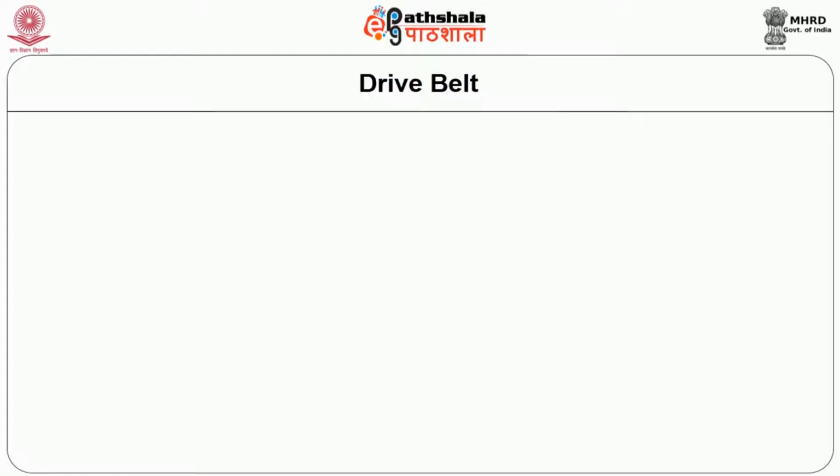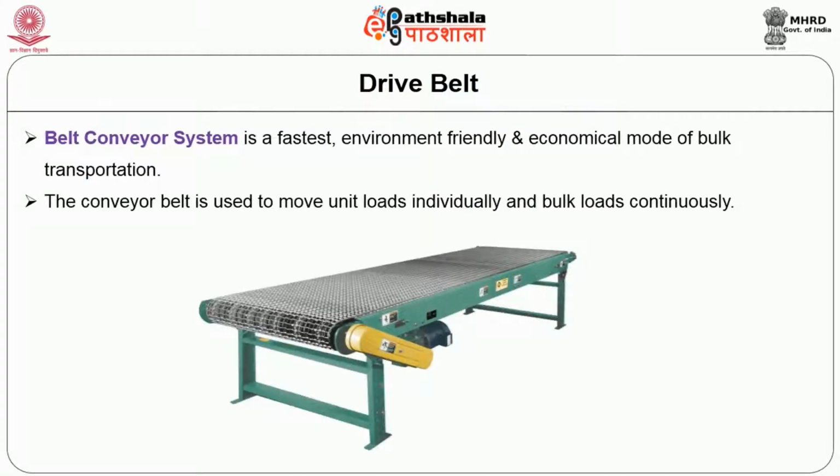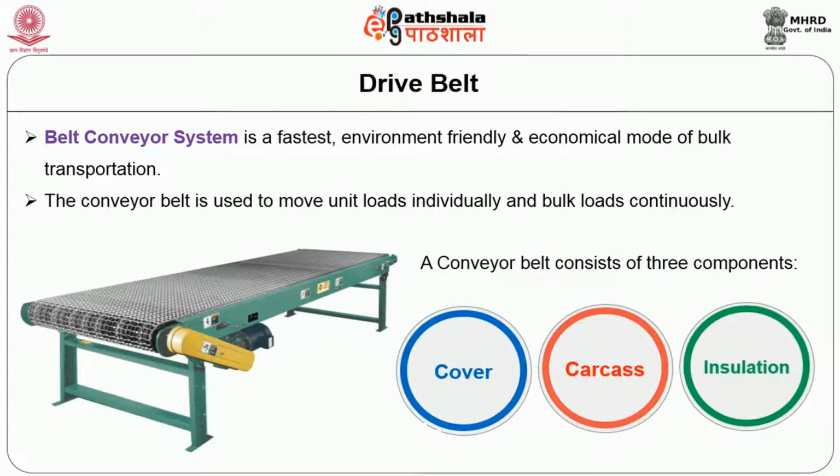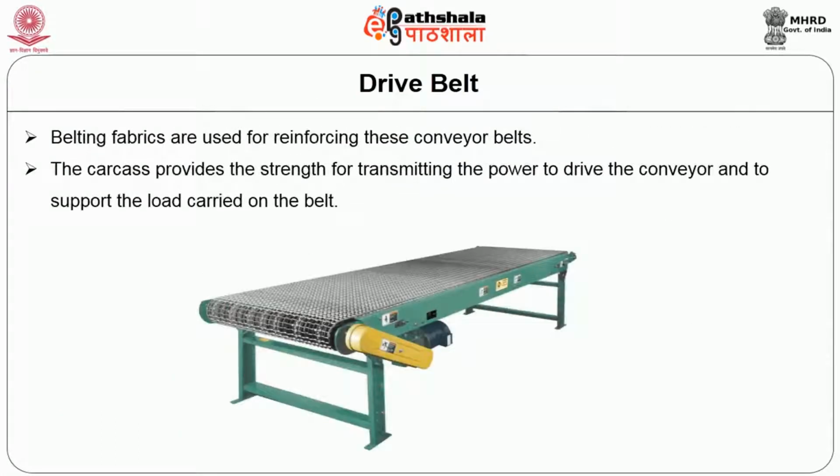Now we shall see the next concept of Indutex, the conveyor belts. The conveyor belt system is a fast, environmentally friendly and economical mode of bulk transport. The conveyor belt is used to move unit loads individually and bulk load continuously. A conveyor belt consists of three components: cover, carcass and insulation. Belting fabrics are used for reinforcing these conveyor belts. The carcass provides the strength for transmitting the power to drive the conveyor and to support the load carried on the belt.